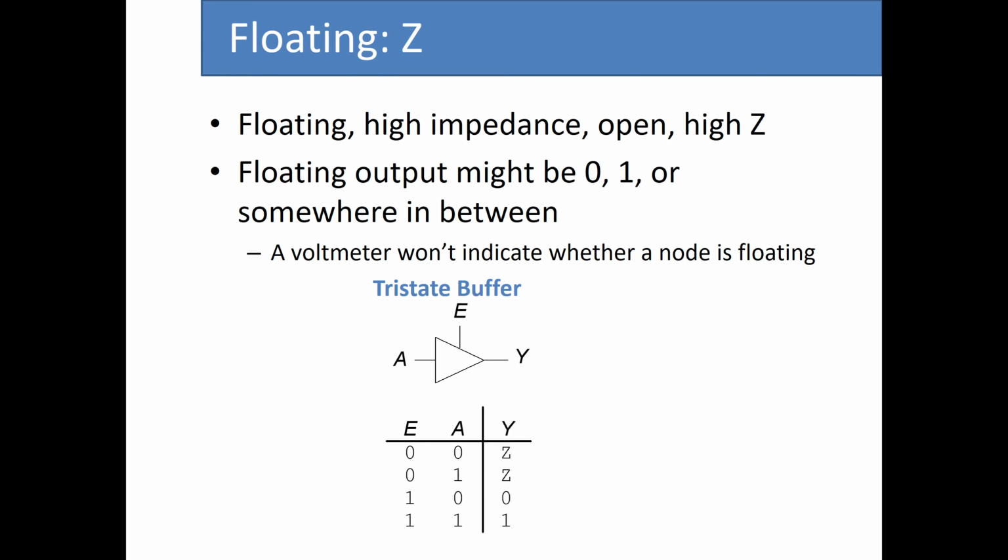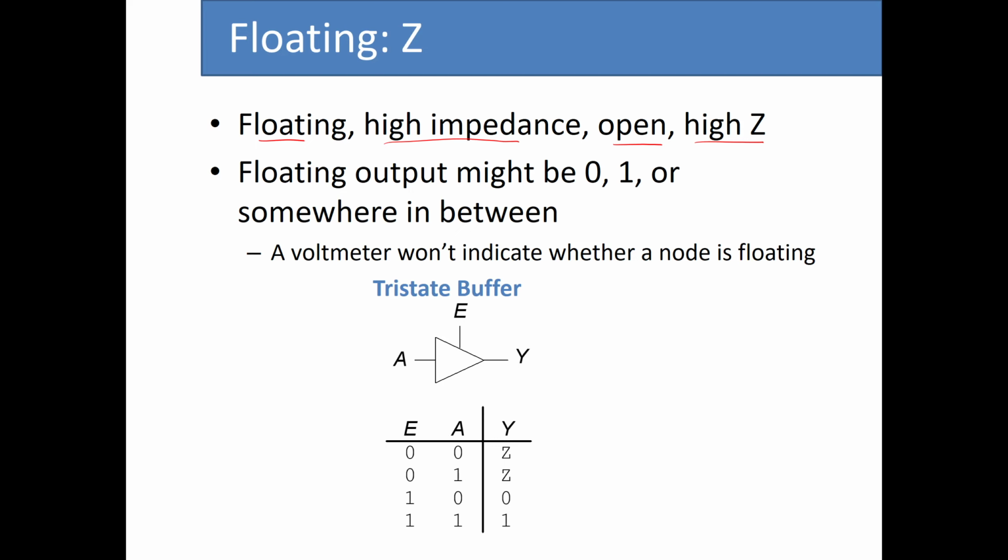So there is another symbol that sometimes appears in digital logic circuits, and that is the symbol Z. Symbol Z has several names. We can call it floating, or high impedance, or open, or high Z. Basically, it is the state of an output in which it looks as if it is not connected anywhere. So the floating output might be 0 or 1 or somewhere in between.